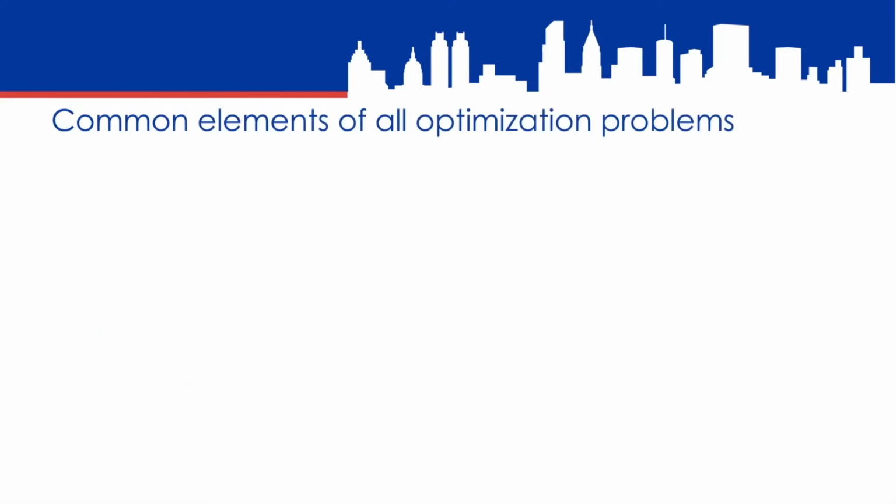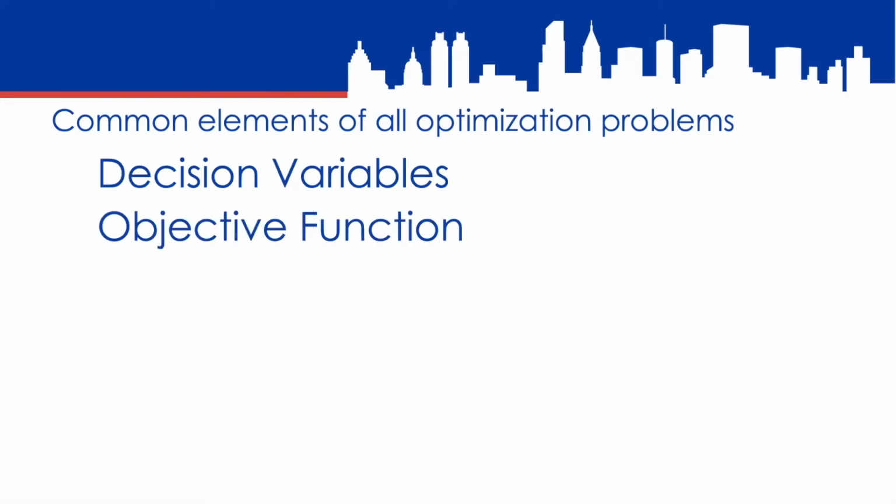Let's look at how we formulate our problem. All optimization problems have three common elements which you must address. First, you must determine your decision variables. Next, determine your objective function. And the third common element are your constraints.